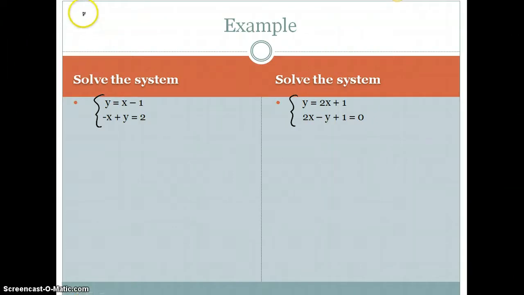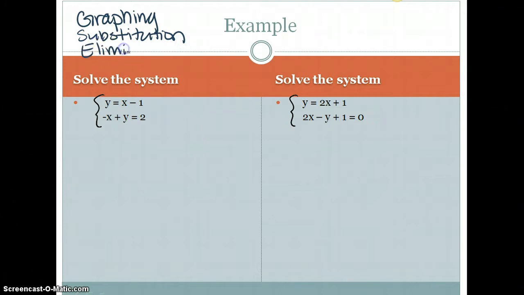You can either use graphing, which I don't suggest because it takes a little bit more time, substitution, or elimination. Whatever seems readily easiest is the one that I would go with. So for the first example, y is equal to x minus 1 and negative x plus y is equal to 2, I would use substitution based on the way it's set up.